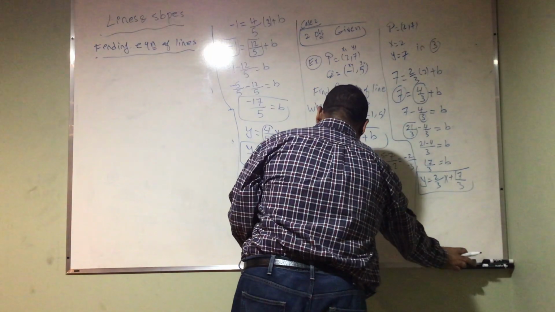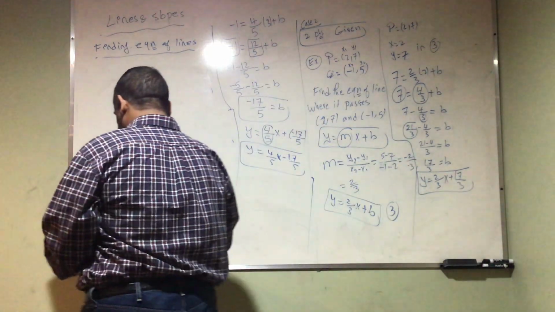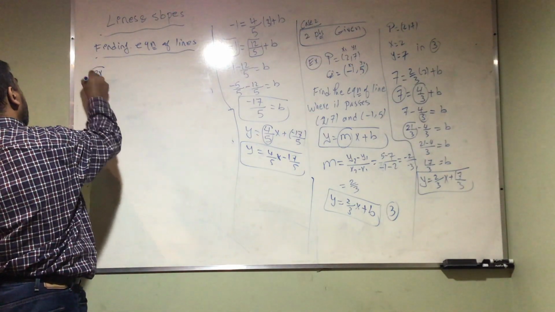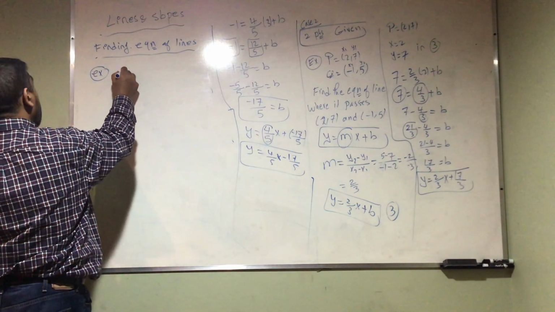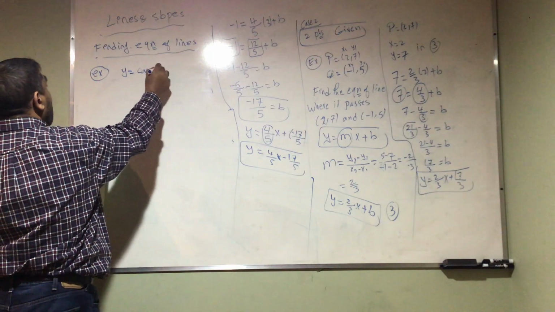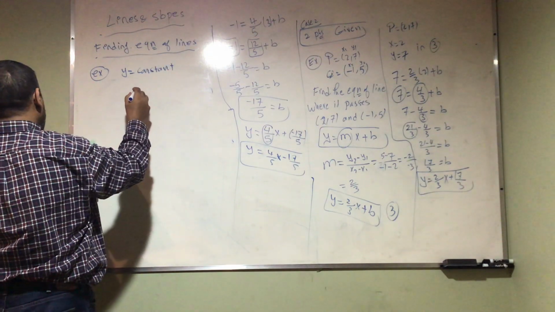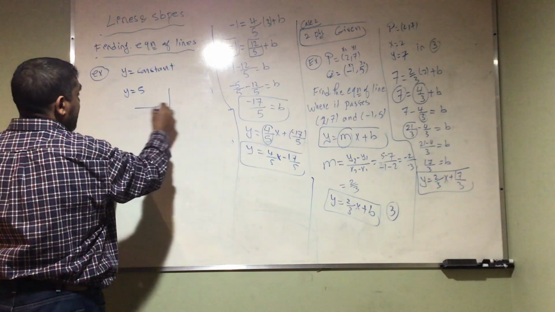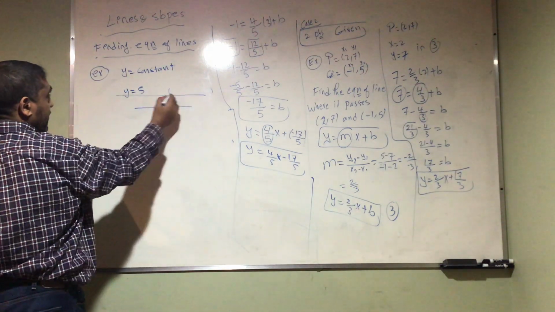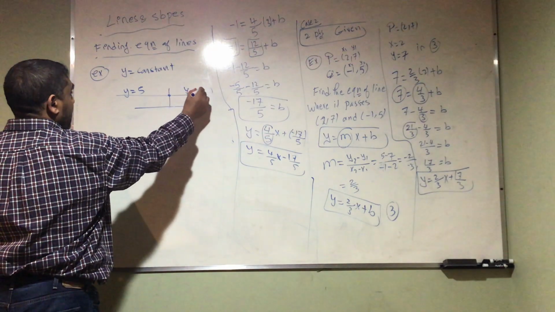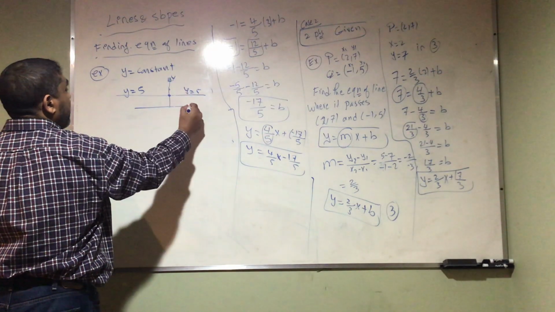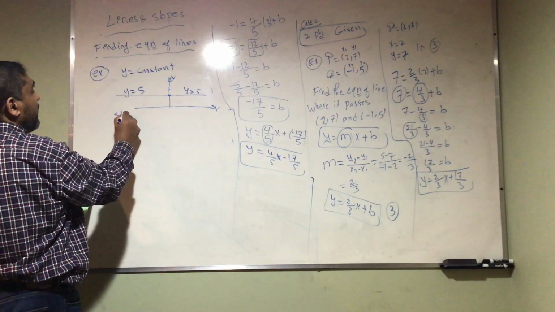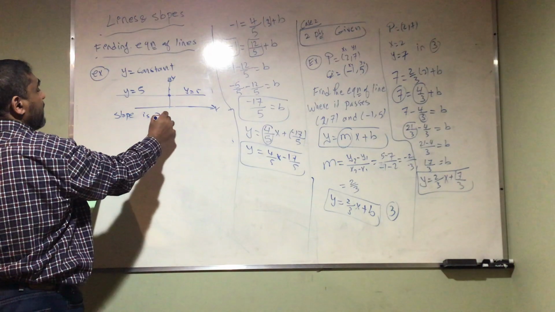We don't like to repeat this, but I'll give you an example to summarize. If you have y equal constant, what do I mean by constant here? Say y equal 5. What is the slope of this? Where is 5? It's here, so that is at y equal 5. That is your y-axis, and that is my x-axis. So for y equal 5, what is the slope? It is 0.